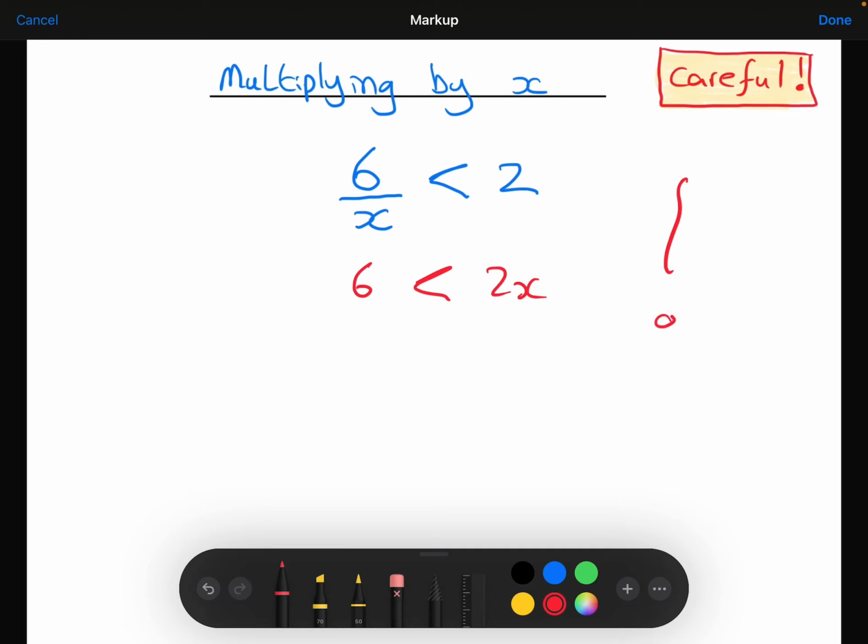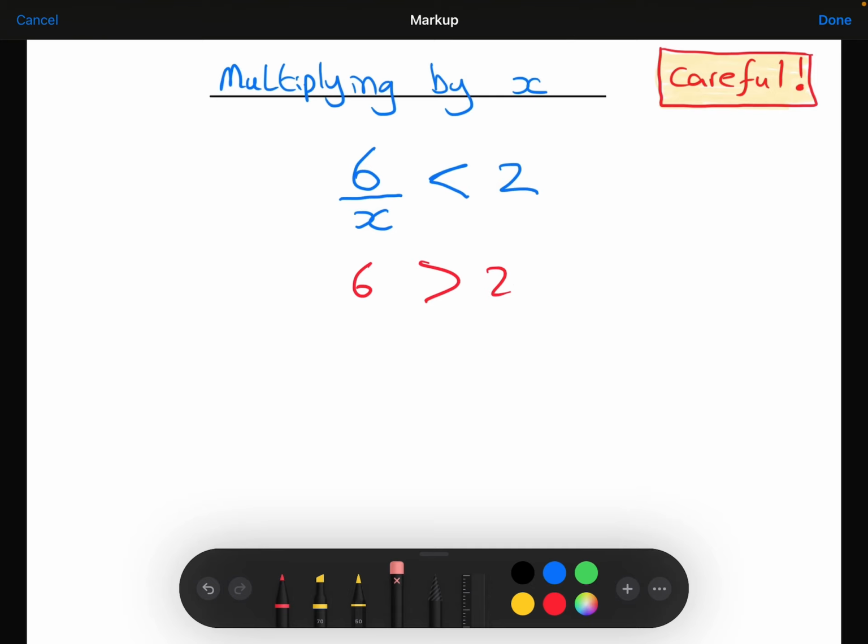But there is a big problem with what I've just done. I've just multiplied both sides by x, and I don't know what x is. If x is positive, what I've written down there is correct. But if x is negative, I should have had to flip the sign. Because if I'm multiplying both sides of an inequality by a negative, I have to flip the sign. So I don't know whether it should be like that or whether it should be like that. Without knowing what x is, I can't know.